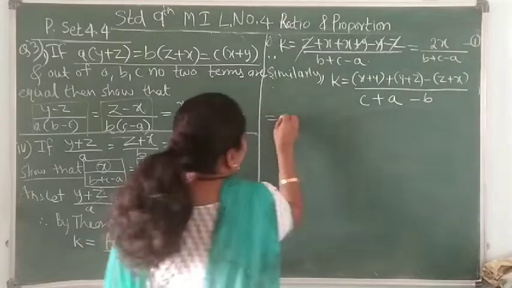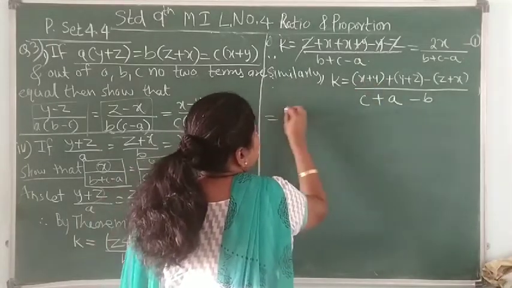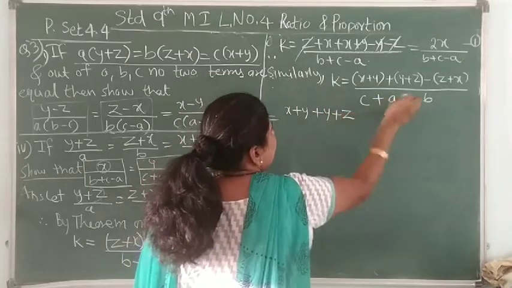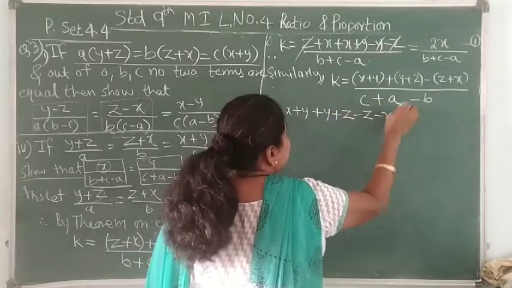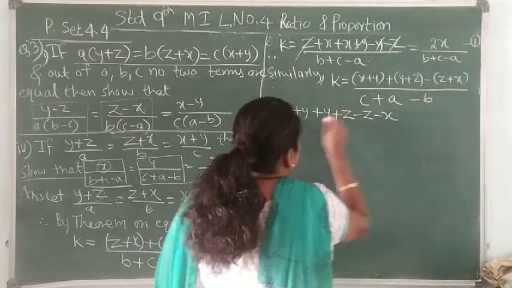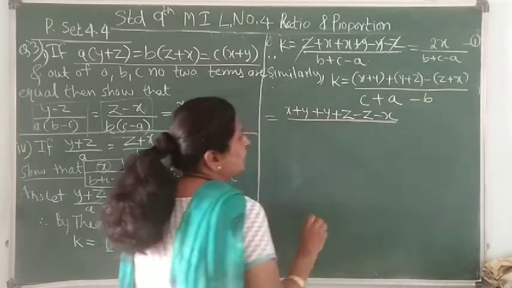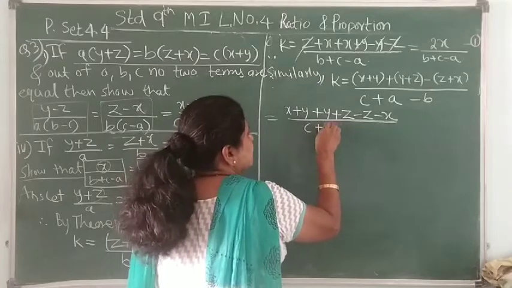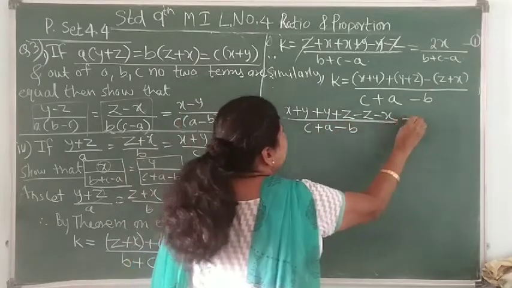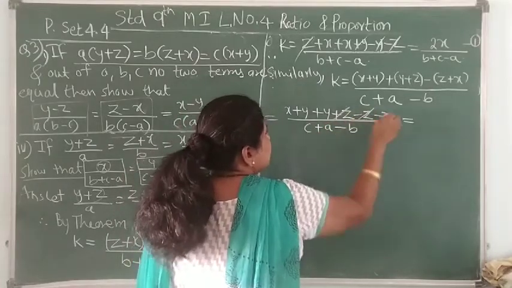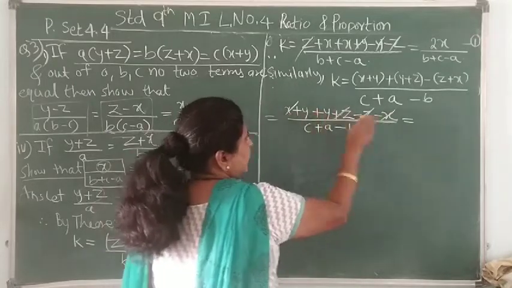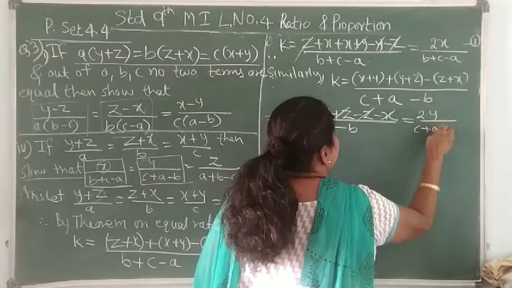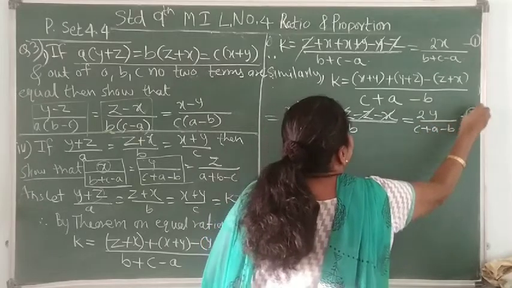This is equal to, now let's simplify it, x plus y plus z minus z minus x. As it is minus, these two terms will change their signs. Both will become minus. The new denominator is as it is, c plus a minus b. Now plus z minus z, and plus x minus x will get cancelled. y plus y is 2y upon c plus a minus b. This is statement number 2.